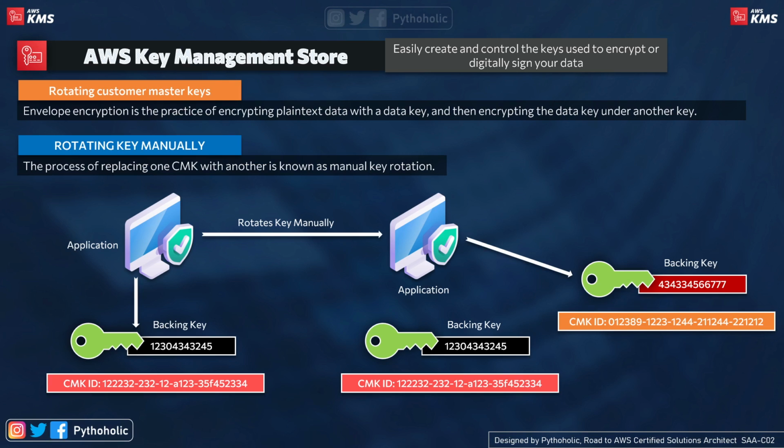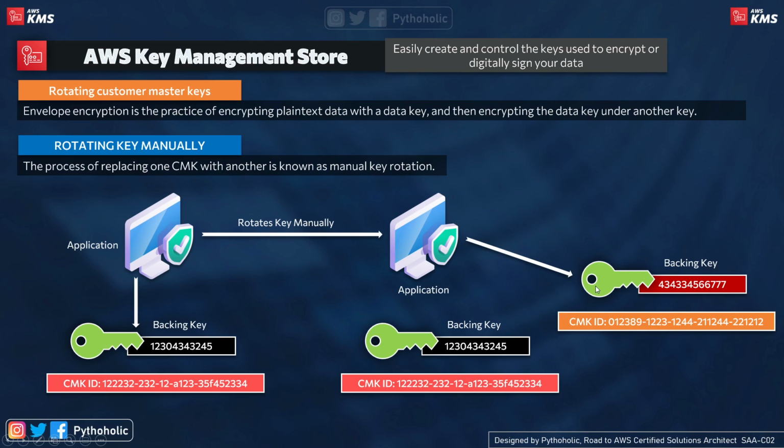And if you are using asymmetric CMKs, or CMKs in custom key stores, or CMKs with imported key material, you can control the rotation if done manually. Otherwise, you will not be able to do that. So here we have the application which has a provision to rotate the key manually. The application creates a new CMK with the new CMK ID that we have here, and the backing key also is new.